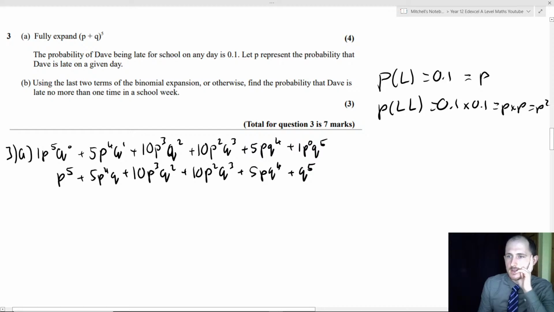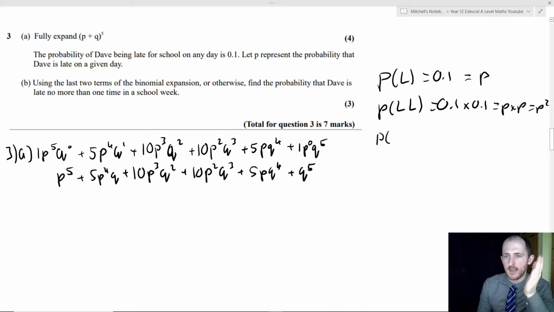Okay? So for him to be late no more than one time, he's either not late, or late once, right? So if I have a look at this, I'm looking for the terms where there are no P's, because he's not late at all. So that's this term. Or there's only one P, which is this term. That's it. That's why they gave you this hint using the last two terms of the binomial expansion.